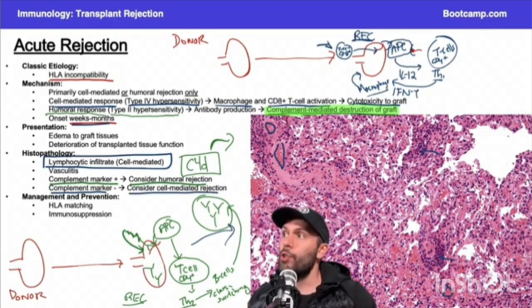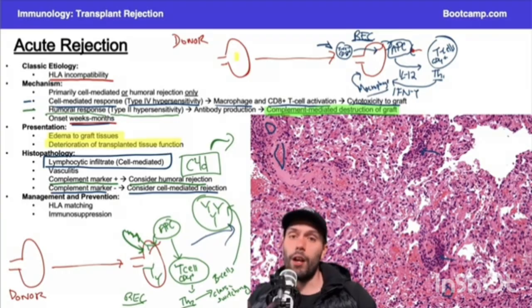Remember, with acute rejection, it's usually one or the other. Okay, it's usually not going to be both. So you're going to have destruction from one or the other classically, and that's particularly important to remember here. What's this going to present with? Well, edema to the graft tissues, so all the swelling, all of the inflammation, and eventually you'll have some deterioration of the function of that organ. In our case, we're talking about a kidney.